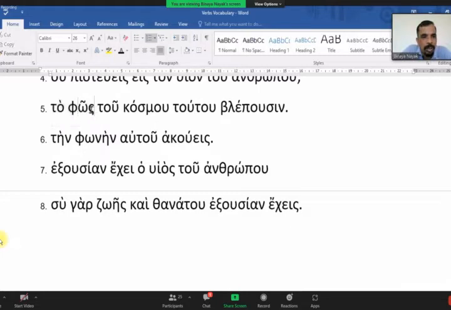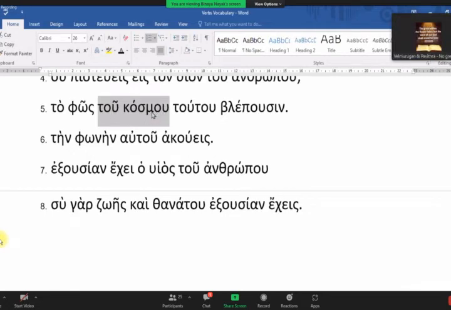So, phos. Do you know the meaning for this? Anybody? Light, maybe. Okay, light. So phos means the light. And what is this together? Tou kosmou. Tou is the article and kosmou is a noun. Can you tell which case it is, which number it is? Masculine or neuter also. It is masculine or neuter, genitive. Is it singular or plural? Singular.